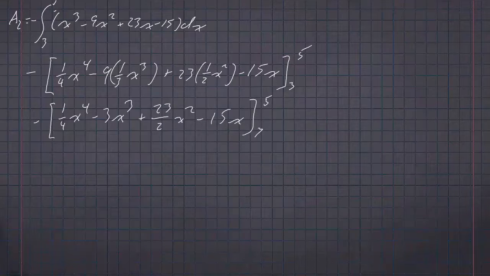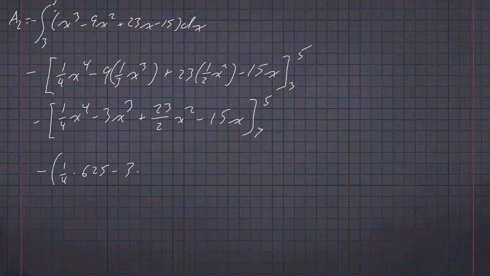But the actual integration works out exactly the same, just changes the limits of integration. So it changes what it will look like when we evaluate. 5 to the 4th power is 625. 5 cubed is 125. 5 squared is 25.